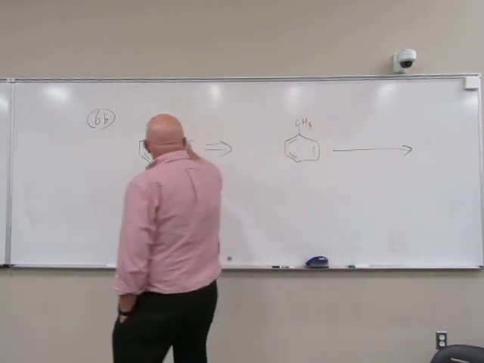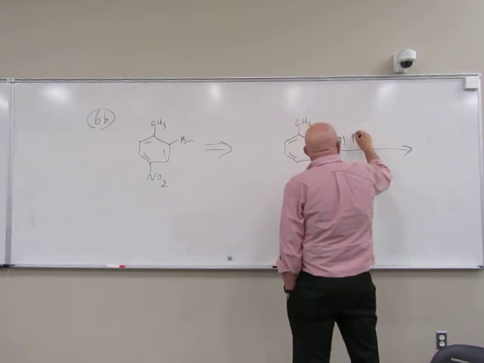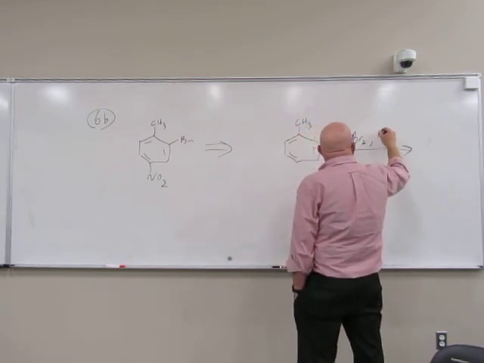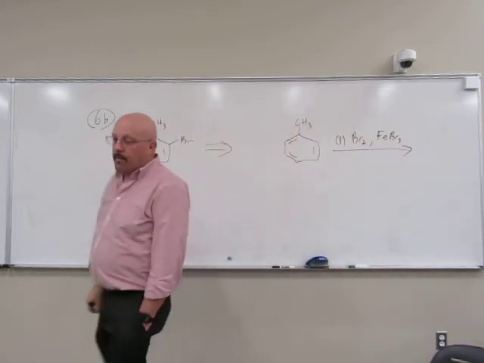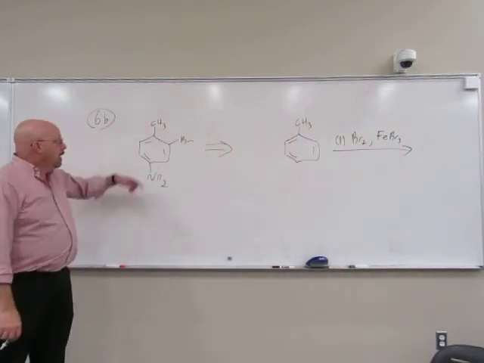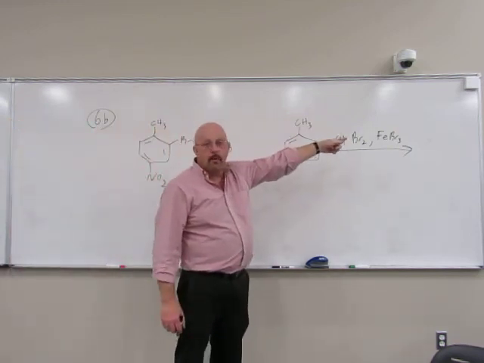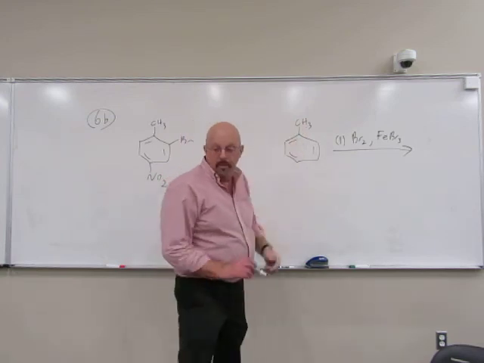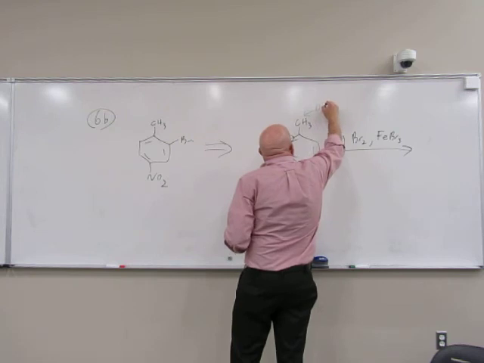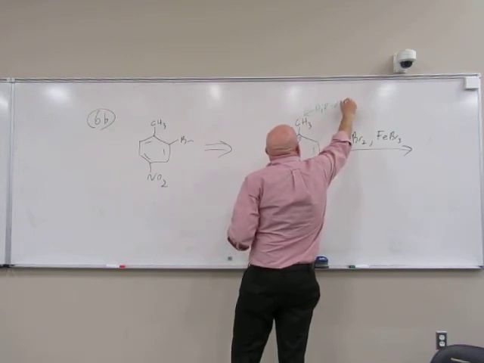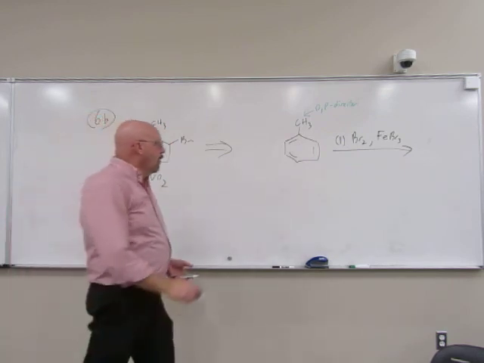We know how to put a bromine on. We're going to use a bromine molecule and a Lewis acid catalyst. That will put a bromine on. Now, we've got the methyl already on there. The methyl is going to tell the bromine where to go. The methyl group is an ortho-para director. It's going to tell the bromine to go ortho or para.